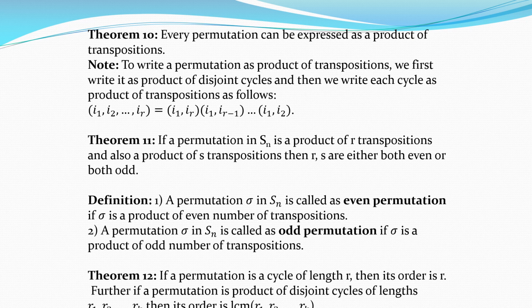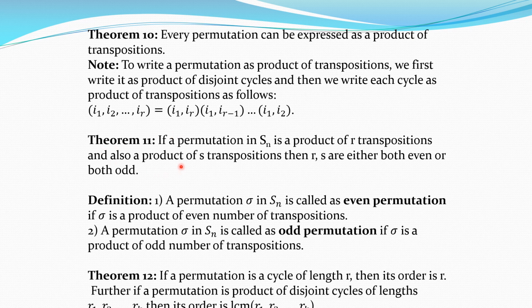Now these are some theorems on permutations. Every permutation can be expressed as a product of transpositions. To write a permutation as a product of transpositions, meaning cycles of length 2, we first write it as a product of disjoint cycles, and then we write each cycle as a product of transpositions as follows. If it is a cycle (i1 i2 ... ir) of length r, then we write it as (i1 ir), meaning first and last element, then (i1 i(r-1)), first and second last, and so on, up to (i1 i2).